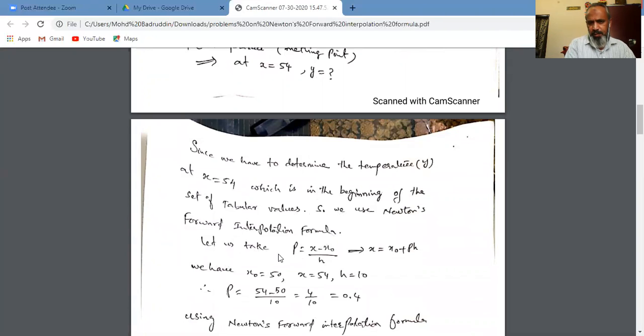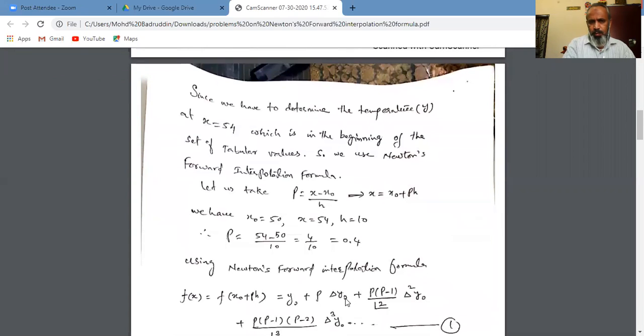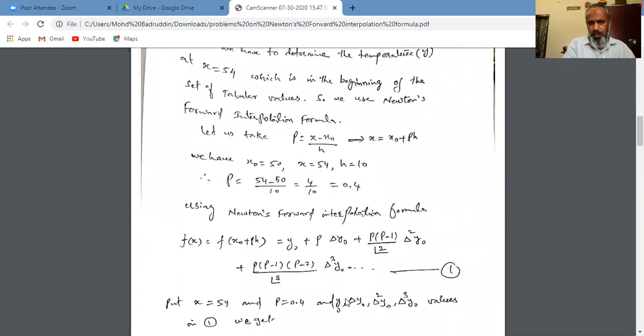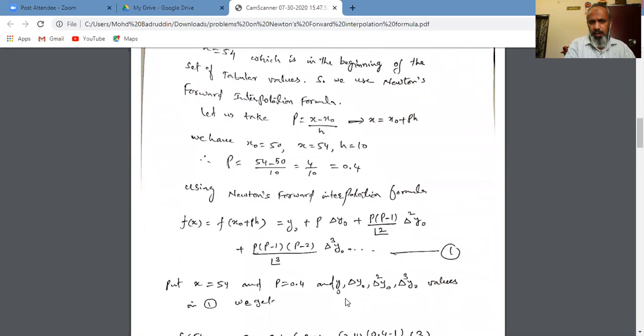So let us take P is equal to x minus x naught by h. So x is equal to x naught plus ph. What is x naught? 50. What is the value of x here? 54. What is h? 10. So P value will become 54 minus 50 by 10, that is 4 by 10, which is equal to 0.4. So we know the value of P, x naught, y0, delta y0, del square y0 and del cube y0. So we can use here Newton's forward interpolation formula.